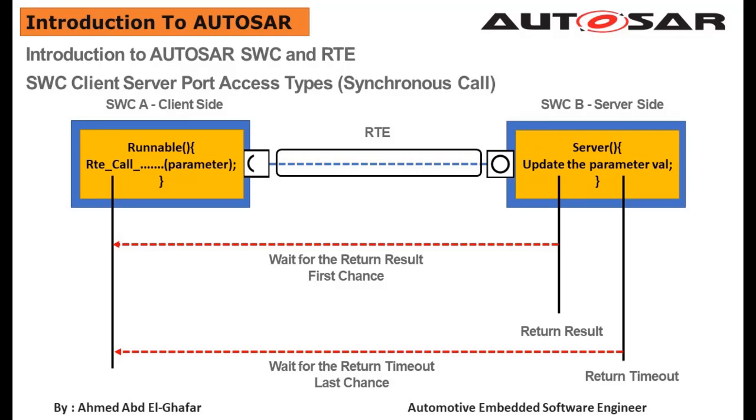Once the time limit is exceeded, you return a timeout. As the synchronous call blocks the execution, we can define a limit, which is the timeout limit, to prevent the delay from the server side in responding with the result. As you see here, when the client starts the RTE call, it starts a timer to track the timeout event. Besides that, it waits for the result from the server side. If the result is received first, there is no need for the timeout event, but if there is no result, the timeout event will occur.